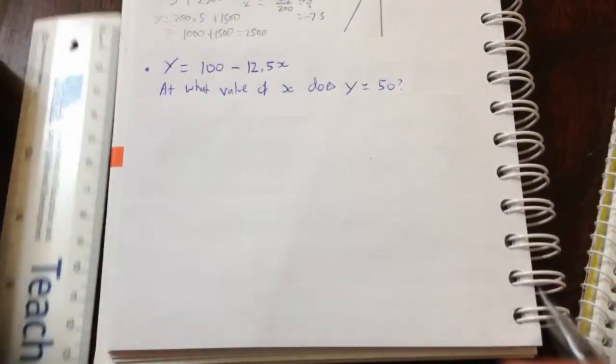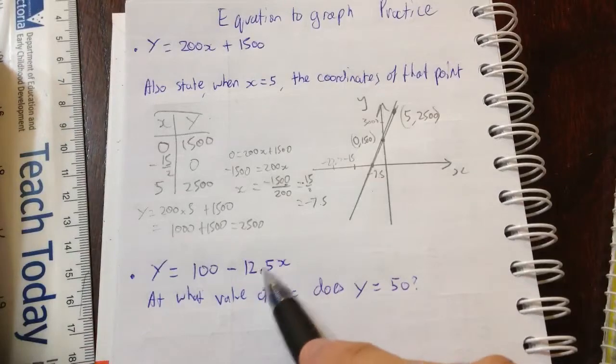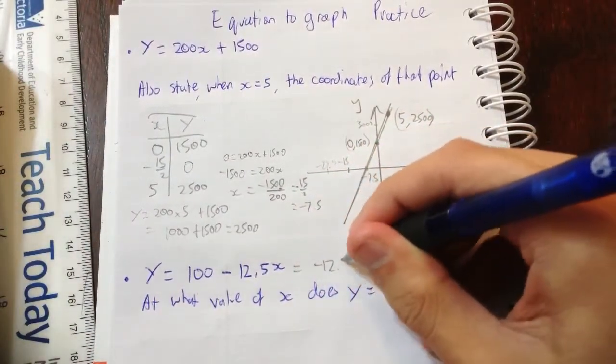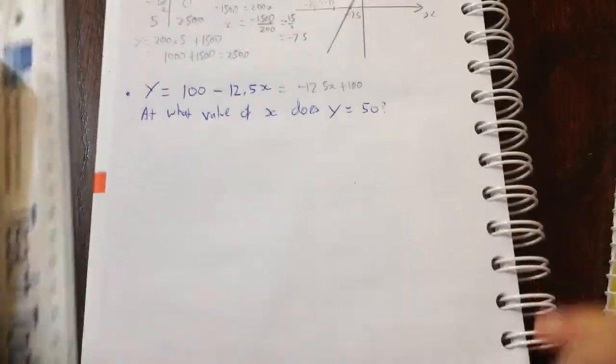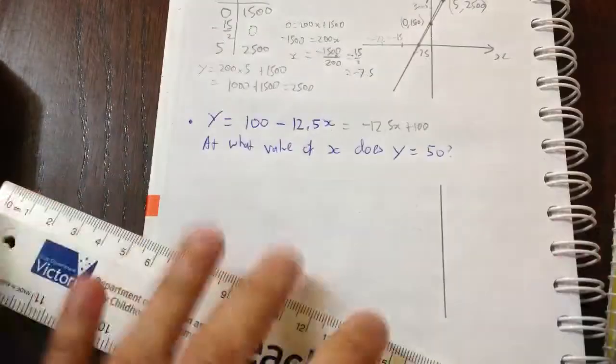So try this one. Note that we mixed up the order now. There's a minus 12.5x, but this is also equal to minus 12.5x first. It doesn't matter which one comes first. It's the same thing. It's still a straight line. So we'll graph this.